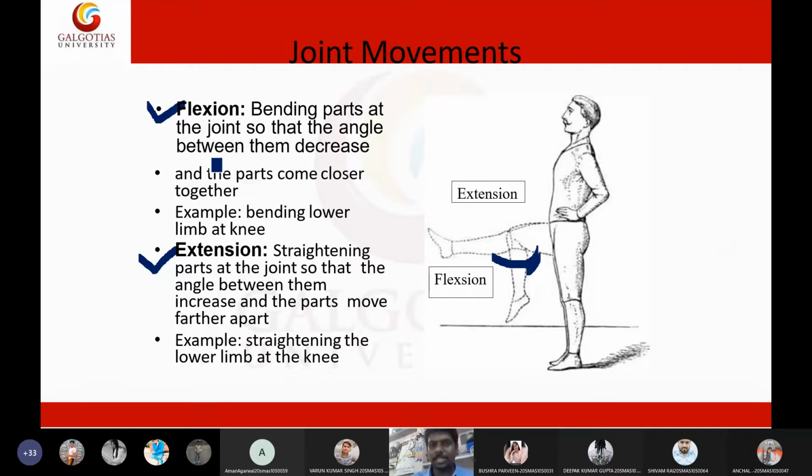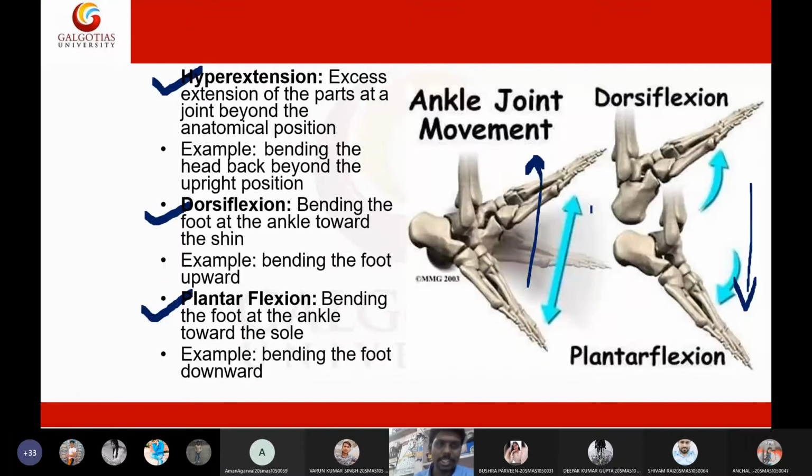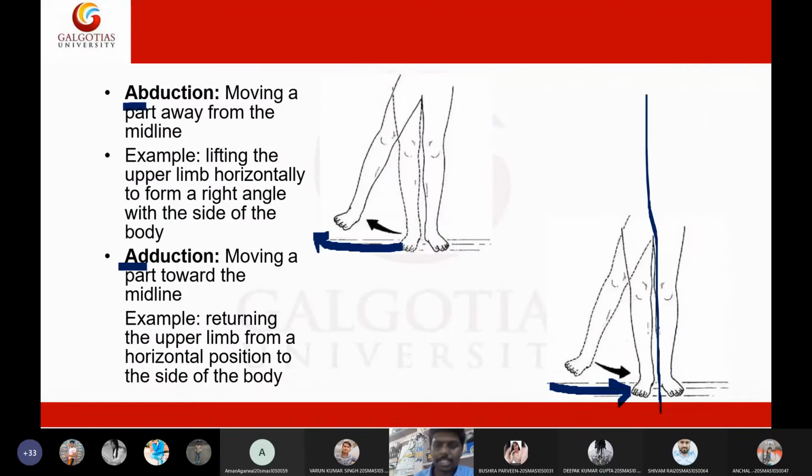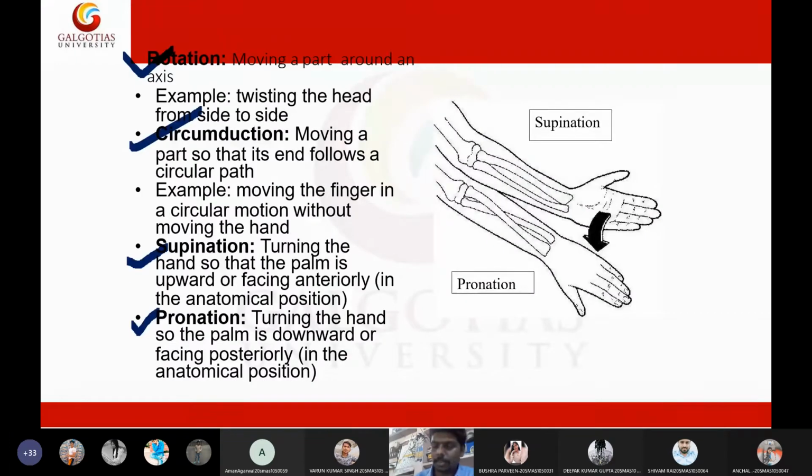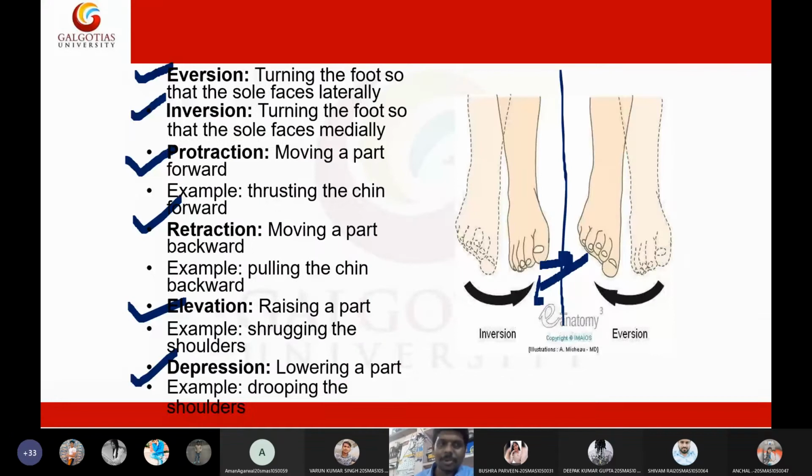Okay, so that's it. A quick revision. These are the few movements that we have in the joints. So we have flexion, extension, hyperextension, dorsiflexion, plantar flexion, abduction, adduction, rotation, circumduction, supination, pronation, eversion, inversion, protraction, retraction, elevation, and depression. Actually, students, only these names are tricky, but all those are very common things. They are very common movements that we are using regularly, but we just named them. Okay, so let us try to do a quick revision on this topic.